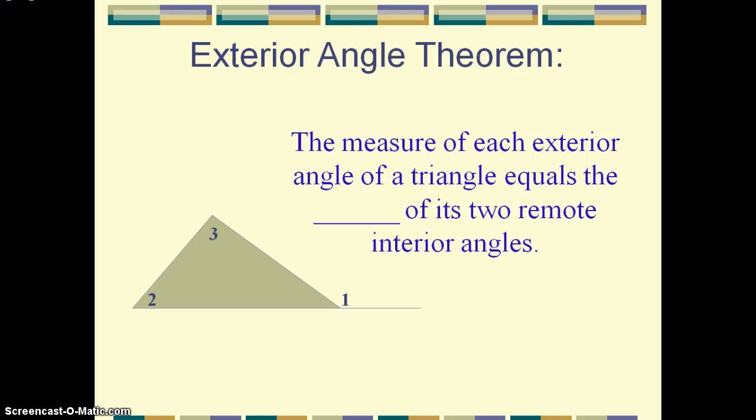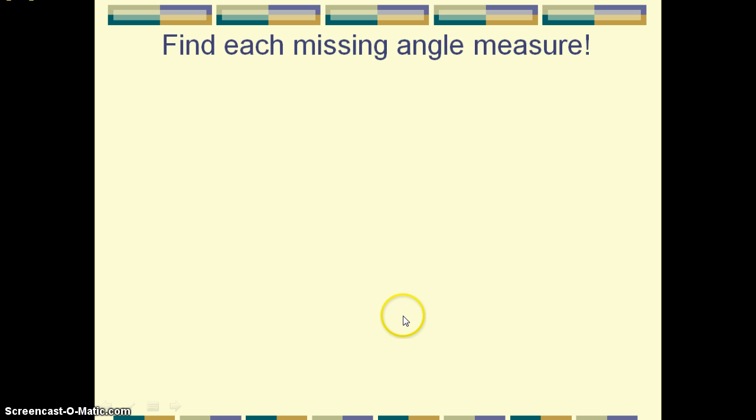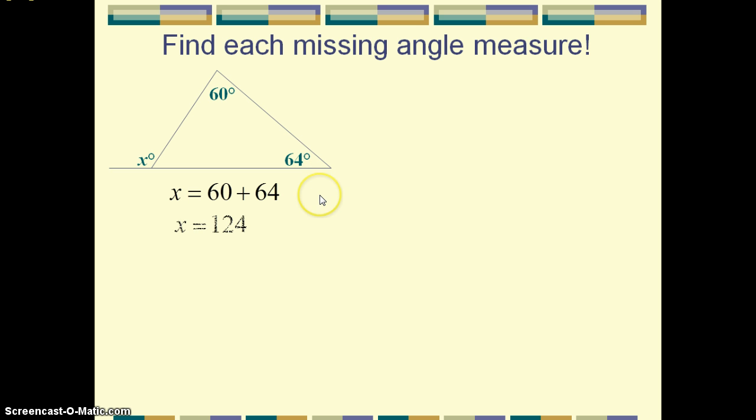The exterior angle theorem states the measure of each exterior angle of a triangle equals the sum of its two remote interior angles. So the measure of angle 1 is equal to the measure of angle 2 plus the measure of angle 3. We're going to use this to find each missing angle measure. So to find the exterior angle, you add up the two remote interior angles, which means that x would have to be equal to 124.